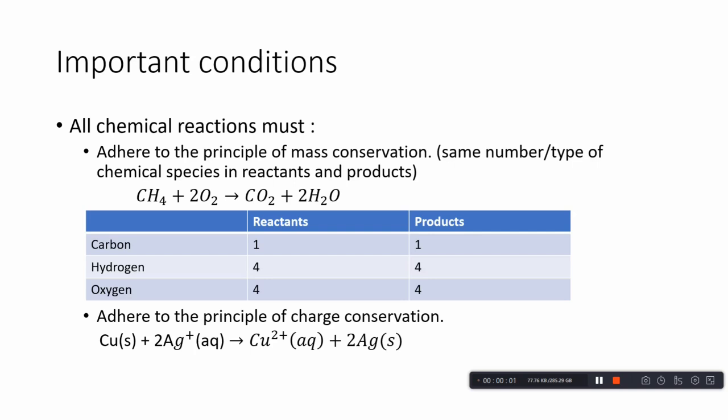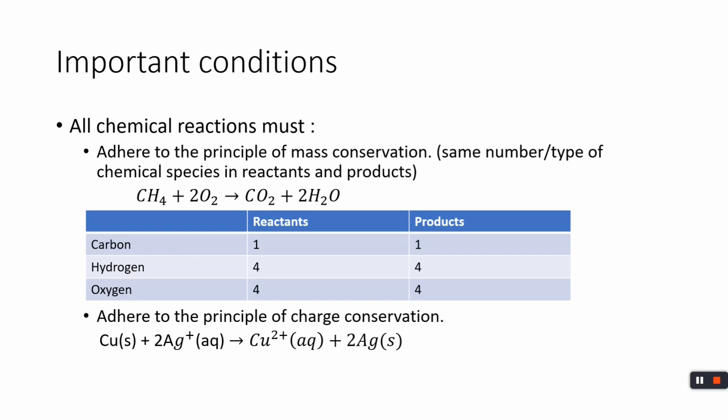So in addition to adhering to the principle of mass conservation, chemical equations also have to adhere to the principle of charge conservation, such that the net charge on the left and right hand sides of your equation are equal. Take, for example, the oxidation of solid copper by silver ions to produce copper ions and solid silver.